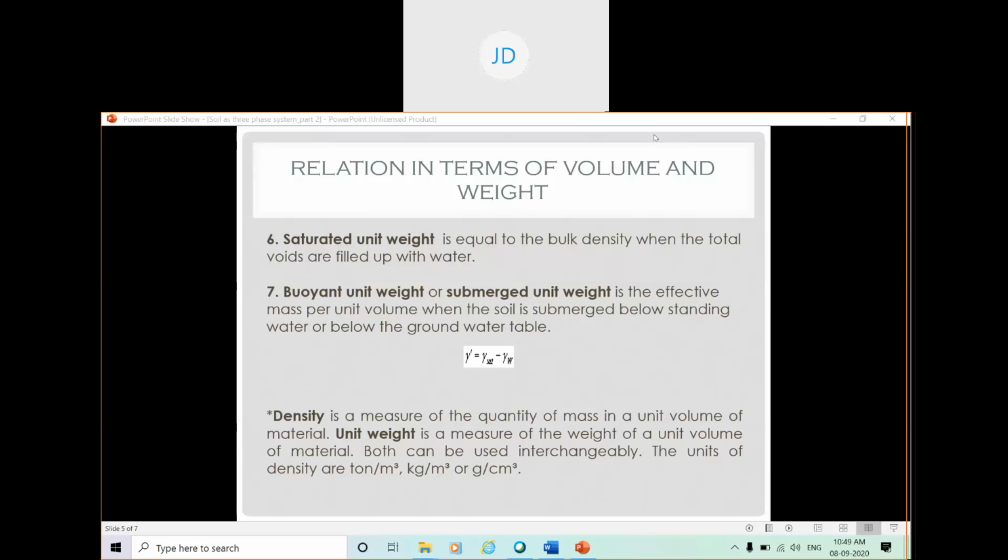How to find saturated unit weight? Total weight divided by total volume, simple as that. For a particular soil, if you can find the total volume and the total weight, just divide total weight by total volume and you will get the bulk unit weight. If the soil is fully saturated, then the bulk unit weight is given a new name, saturated unit weight. Got it?